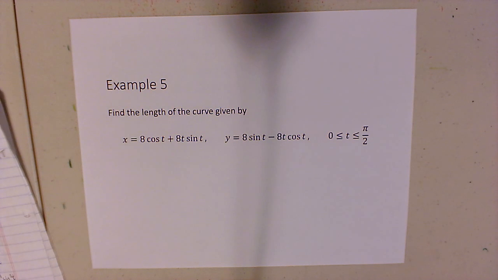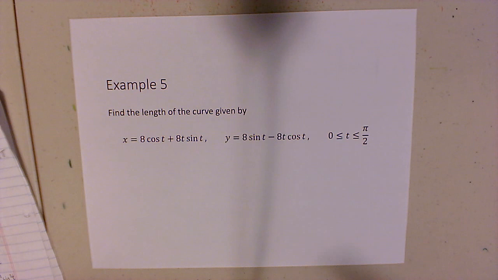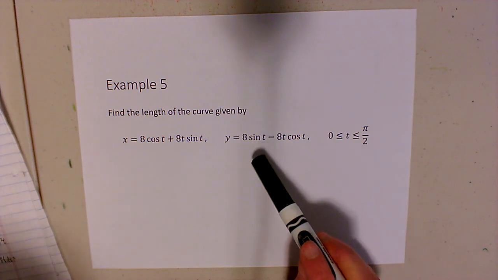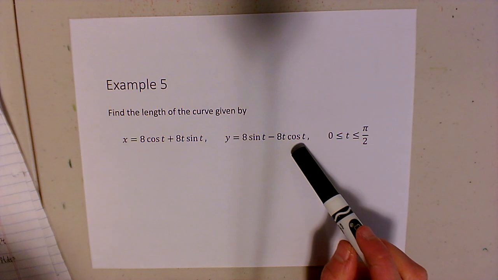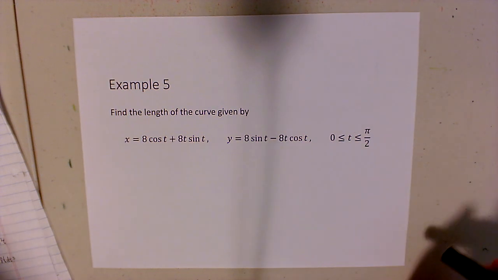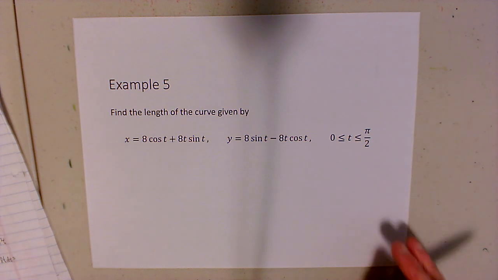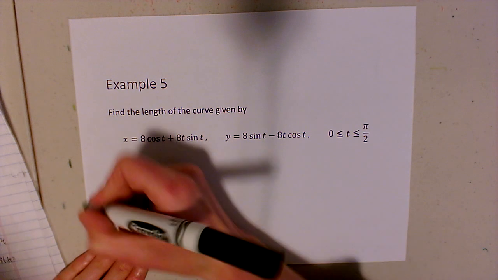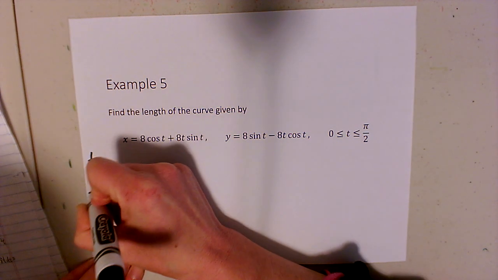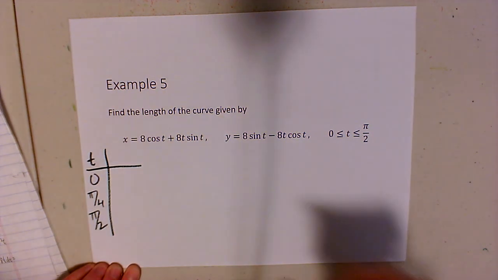So we want to find the length of this curve given by x is 8 cosine t plus 8t sine t, and then we have our function for y. Y is 8 sine t minus 8t cosine t, and we're going from 0 to pi over 2. So before I go ahead with this, I would kind of like to picture what's going on here. So I might just make a really quick table and get some values. I'm going to do 0, pi over 4, and pi over 2 to see what's going on.